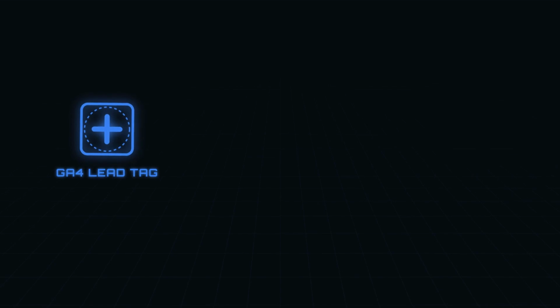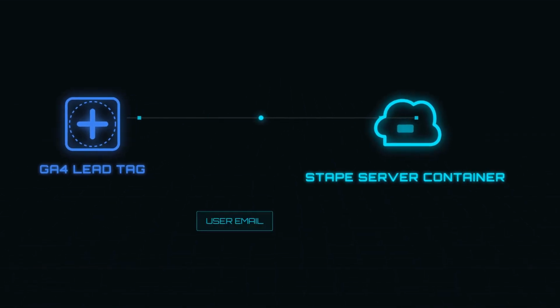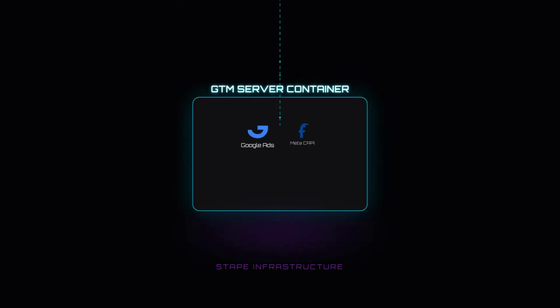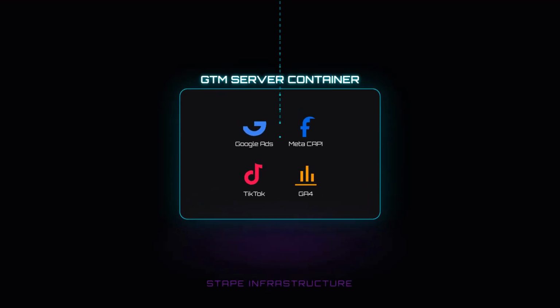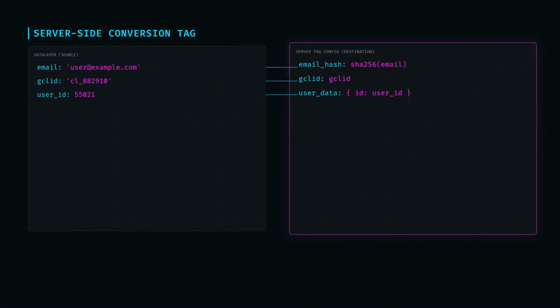Step 3. Fire server-side conversions on form submission. Create a GA4 lead tag that sends the event to a GTM server container hosted on Stape, including user email and click IDs. In the GTM server container, create 4 outbound tags for Google Ads Enhanced Conversions, Meta CAPI, TikTok and GA4. This sends the conversion with hashed user data for match rate improvement while bypassing browser restrictions.